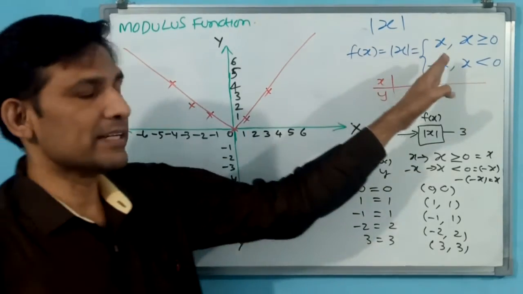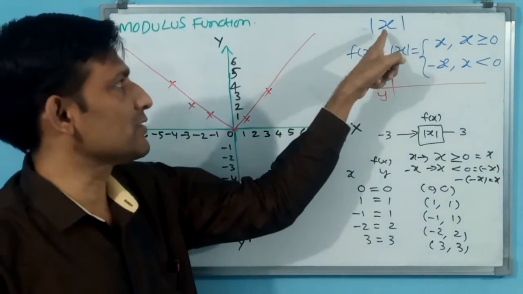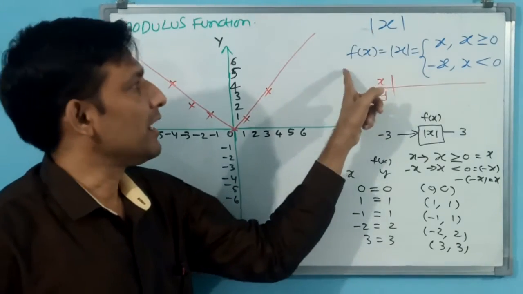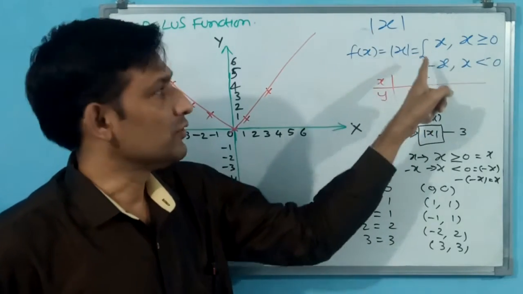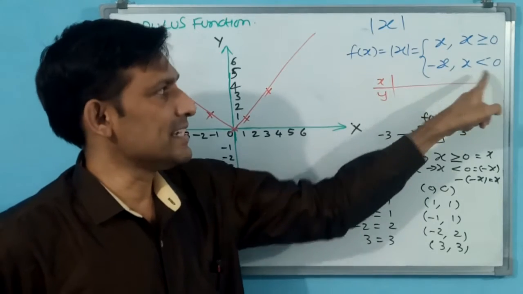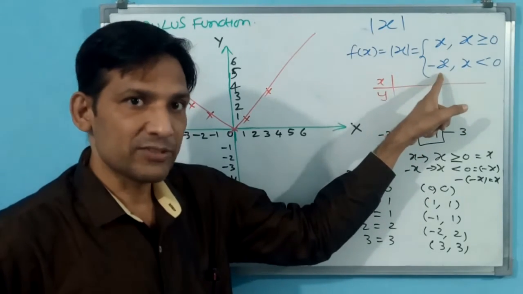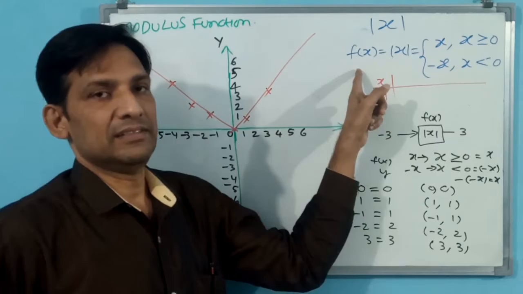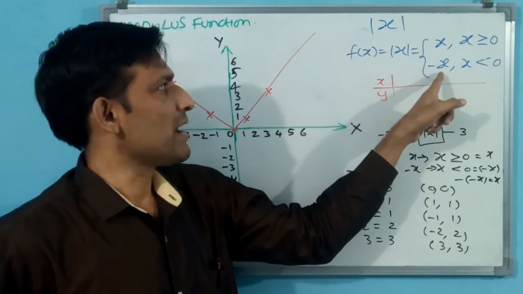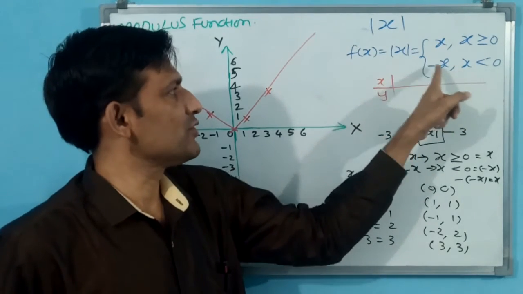For the modulus function, you have to first understand the concept, the notation or symbol, and the function values. These values are very important. When x is less than 0, please write minus x only for the function. When x is less than 0, minus x.